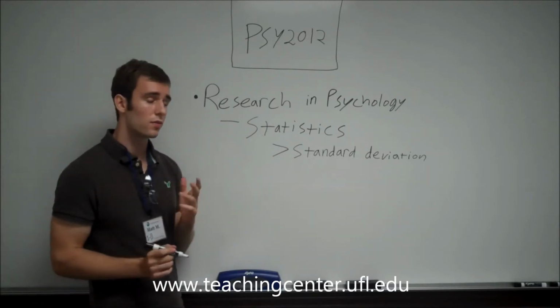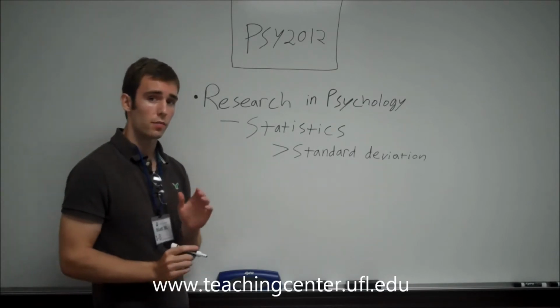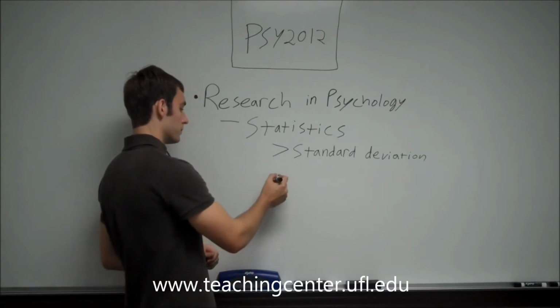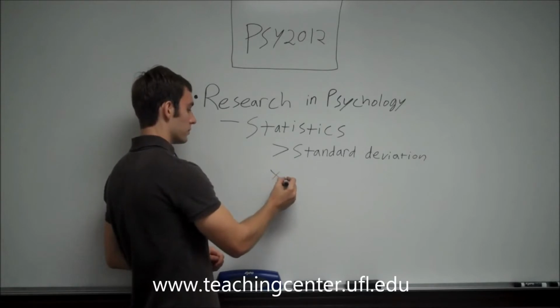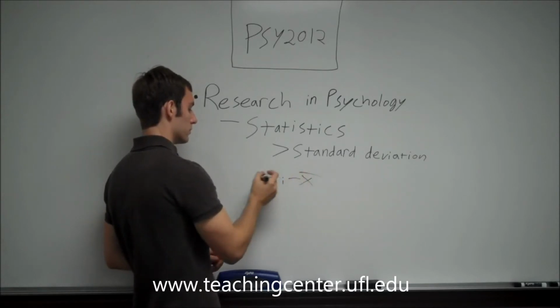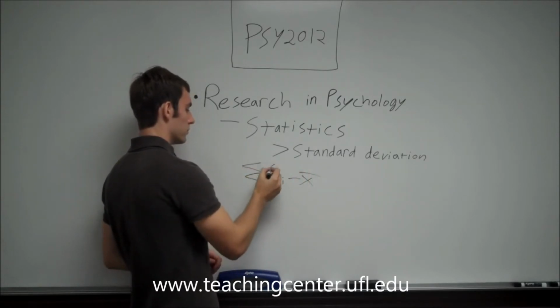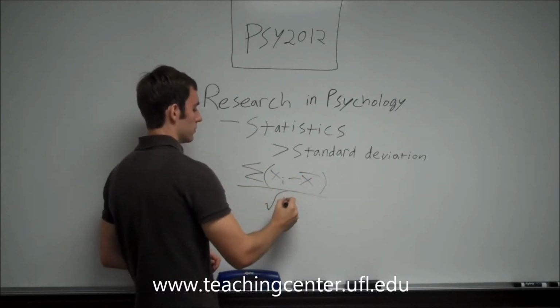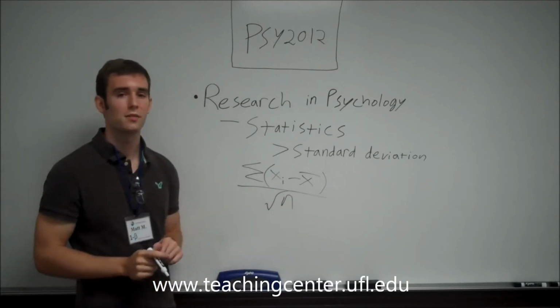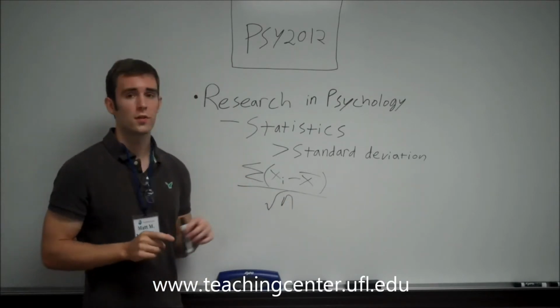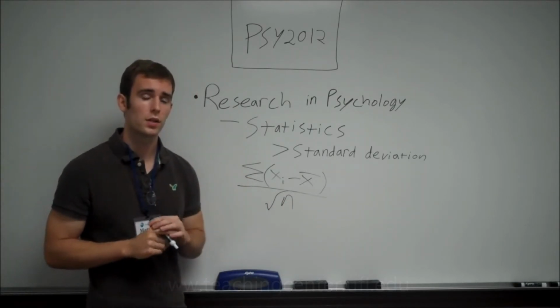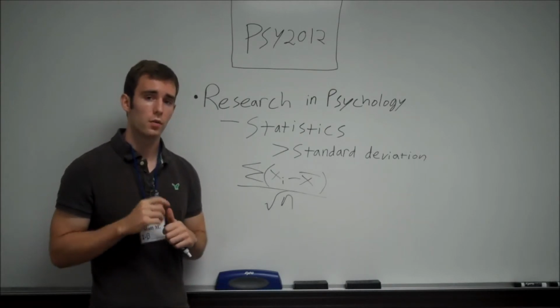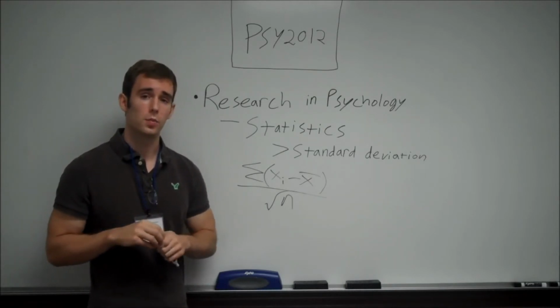If you're curious, the formula looks like this. Again, you won't be expected to know this. So, kind of a nasty formula, but just know that higher standard deviation is more spread, and a lower standard deviation is less spread.